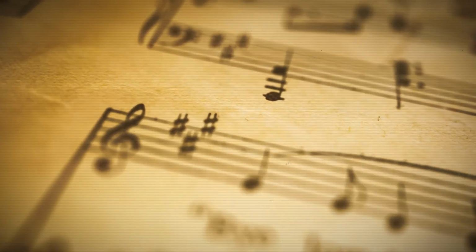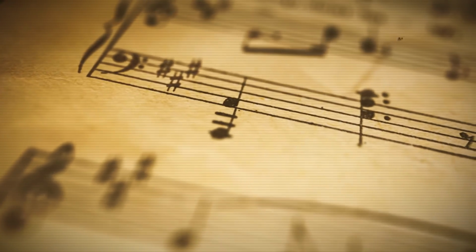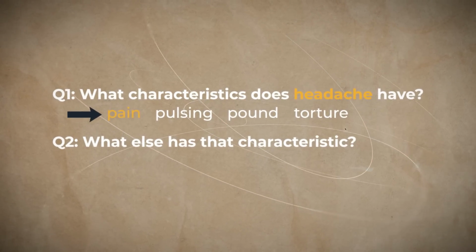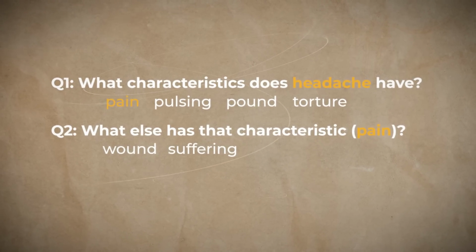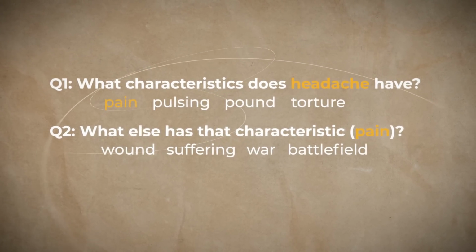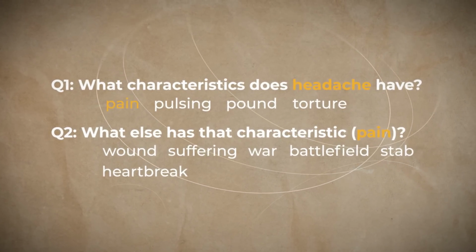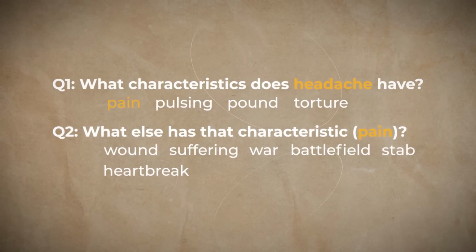This is important to understand. This is so cool. Words are like musical notes. They have close relationships with other words, and they can, in a sense, belong to the same key. For example, let's try to think in the key of pain. What other words, preferably nouns, are in the same frame as the word pain? Those might be words such as wound, suffering, war, battlefield, stab, heartbreak. All these words are related to each other by virtue of their relationship to the key or frame of pain.